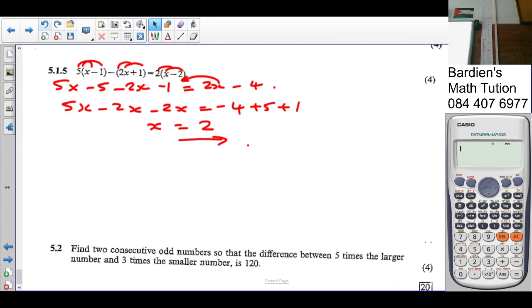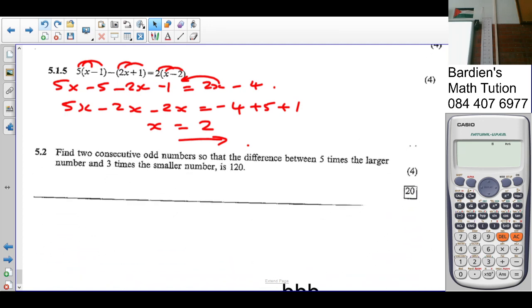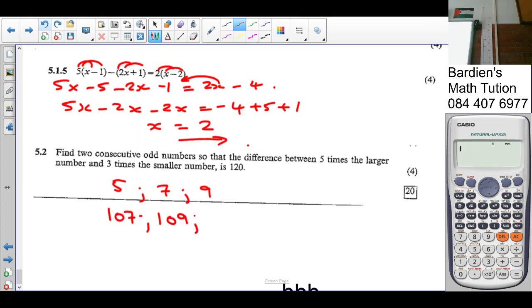Alright. Let's look at the last question. It says find 2 consecutive odd numbers. What does consecutive mean? One following the other, no? So if the first consecutive odd number was 5, then the next one will be 7, then 9. If the first was 107, then it was going to be 109, 111. How do we move from one to the next? We're adding 2, not so? Adding 2 all the time.